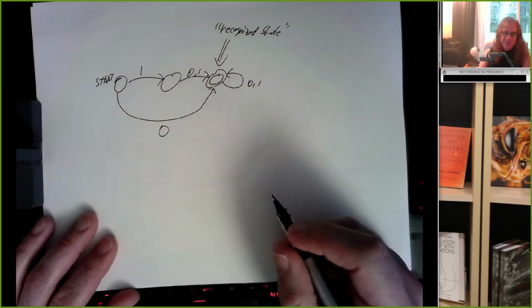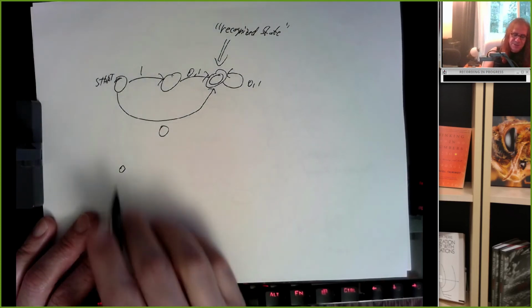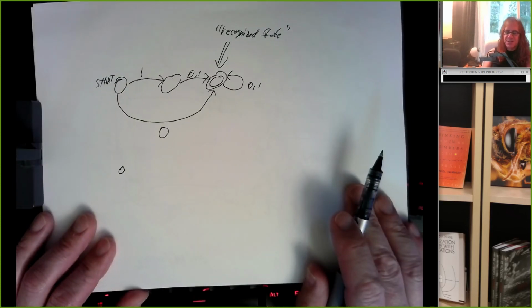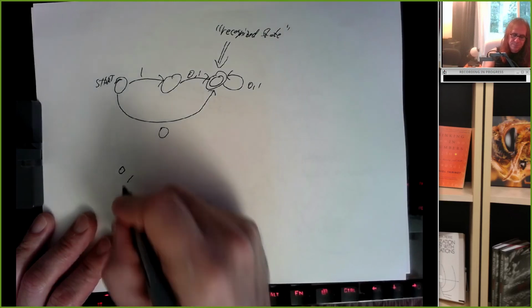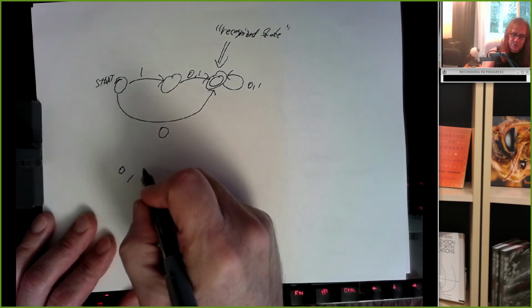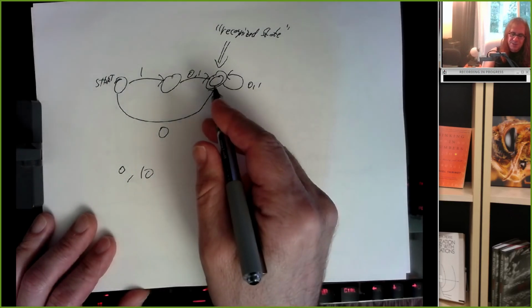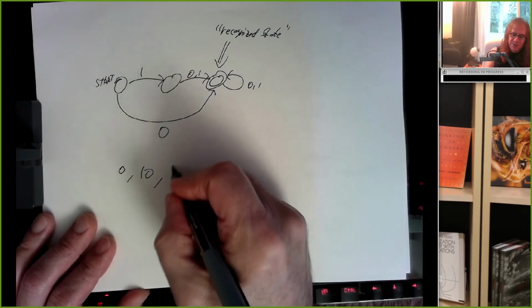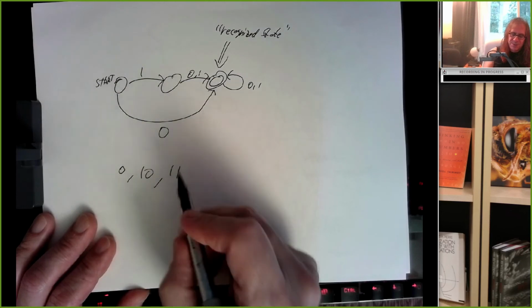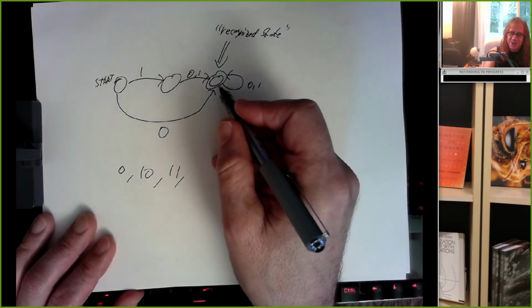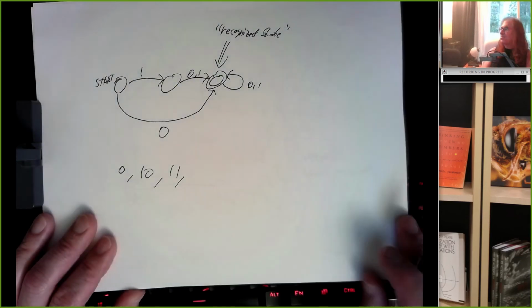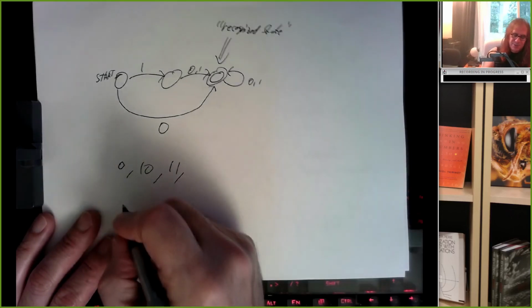So some of my recognized strings, for example, just the string 0 would take me from my start to a recognized state. A single 1 will not take me there, but a 1 followed by a 0 would take me there. A 1 followed by a 1 would take me there. And once I'm recognized, any 0s or 1s after that, I'm still recognized.